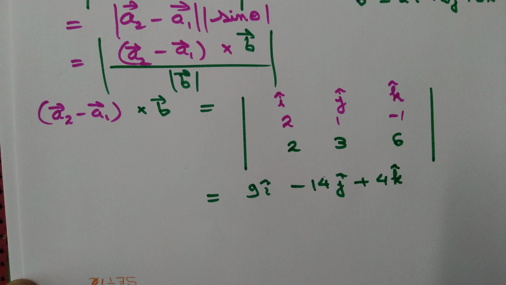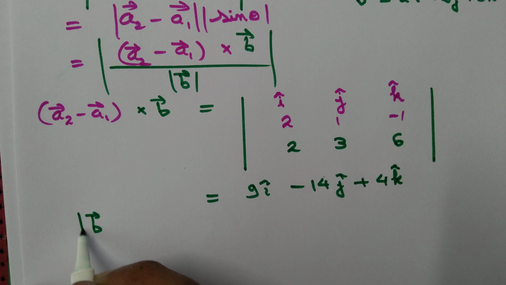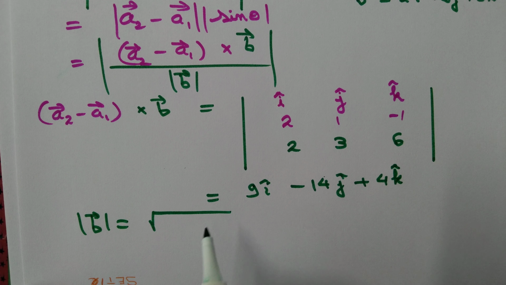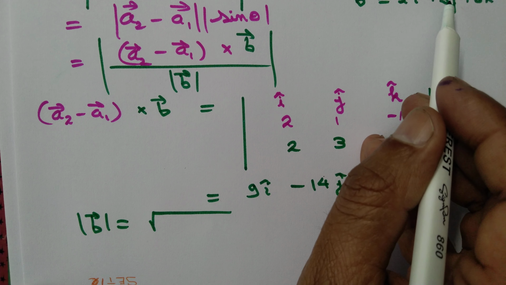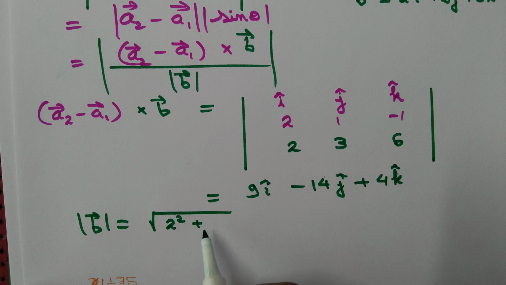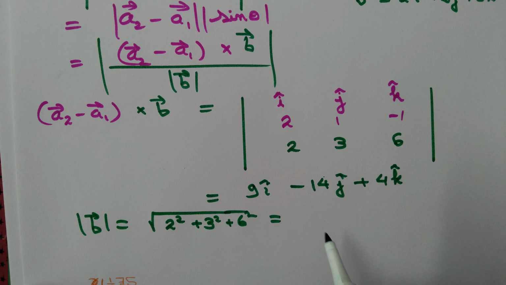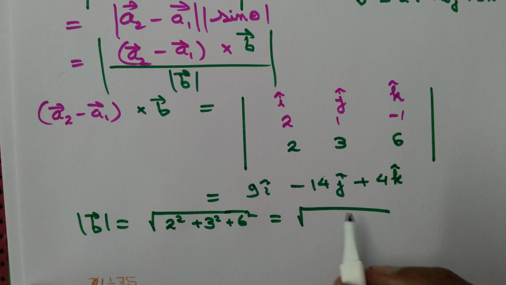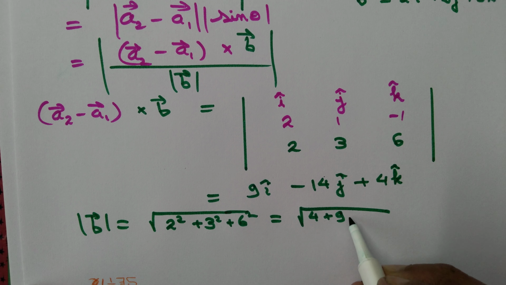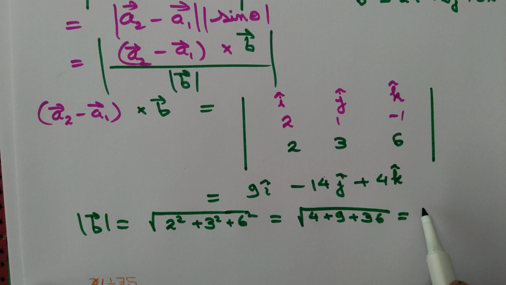Now let us find the magnitude of B. Magnitude of B equals the square root of 2 square plus 3 square plus 6 square, that's equal to the square root of 4 plus 9 plus 36, that is the square root of 49, that is 7.